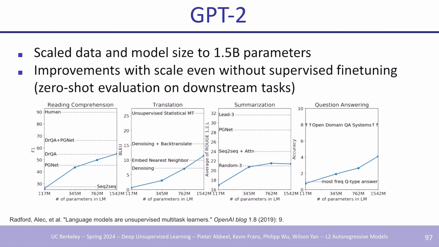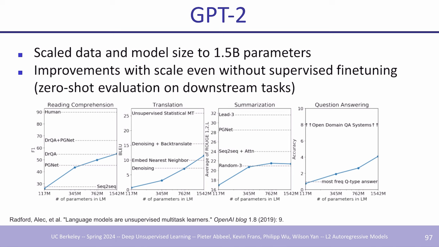And for GPT-2, the question just keeps on going. What happens if we have more data? What happens if we have a larger model size? Then you start seeing, with this 1.5 billion parameter model, that once you keep scaling, these models can start doing these tasks in a zero-shot manner. So you don't even need supervised fine-tuning.